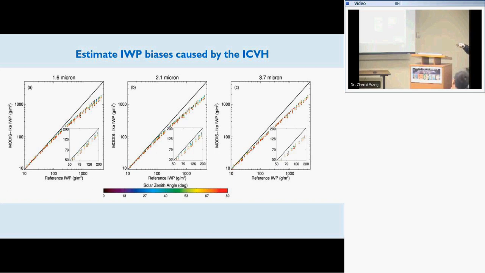For example, in this plot the x-axis is the reference unbiased IWP, and here is the MODIS retrieved IWP. You can see that the MODIS is always underestimated on this side. That is true because according to the CALIPSO and CloudSat observations, larger particles are always close to the cloud bottom. So that's consistent with our previous sensitivity study. Different colors here indicate different solar angles. When you have larger solar angles, MODIS gets a larger bias for these retrievals.